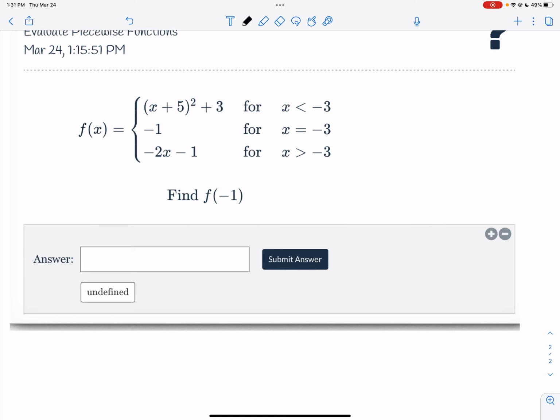So when we're trying to find f of -1, we need to figure out where to plug it in. Students mess this up a lot because of the negatives and understanding less than a negative number. So f of -1, I'm going to tell you, plug it in right here. Remember, if you were to draw your number line, there's no shame in drawing a number line if you need to.